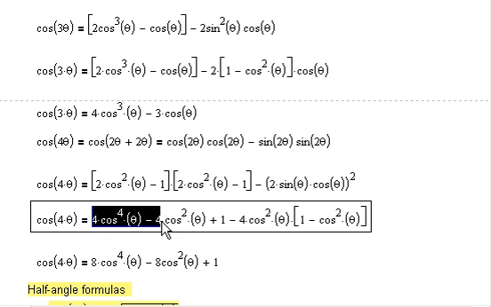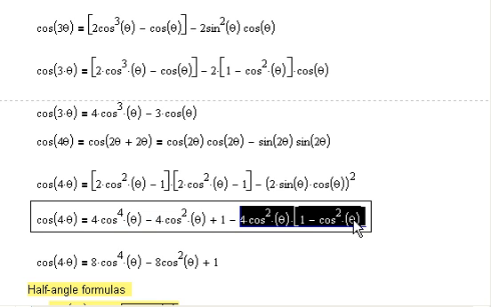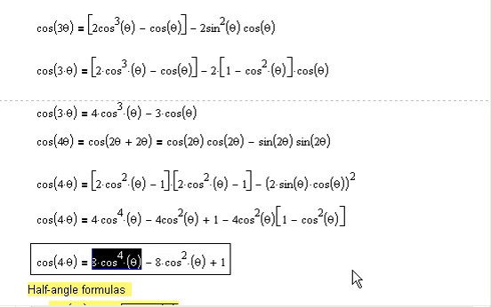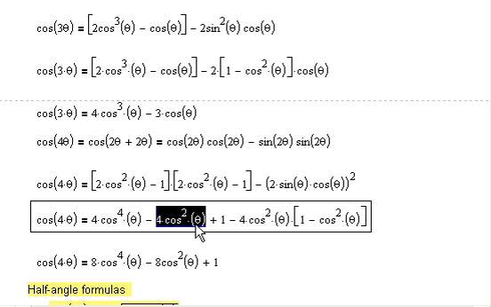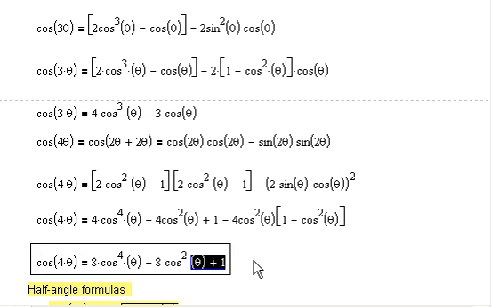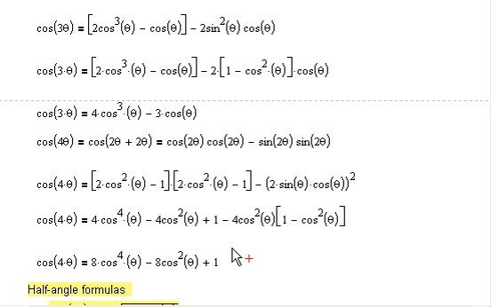We have to take all this and add it to this, and if you look carefully, you'll see we got 4 cosine to the 4th theta, and here this negative times this negative gives us positive 4 cosine to the 4th theta as well, so that's 8 cosine to the 4th theta. Here we have a negative 4 cosine squared theta, and this times this 1 would also give us another negative 4 cosine squared theta, so that gives a total of negative 8 cosine squared theta, and finally plus this 1. And that's the formula we were seeking for cosine of 4 theta in terms of cosine of theta.